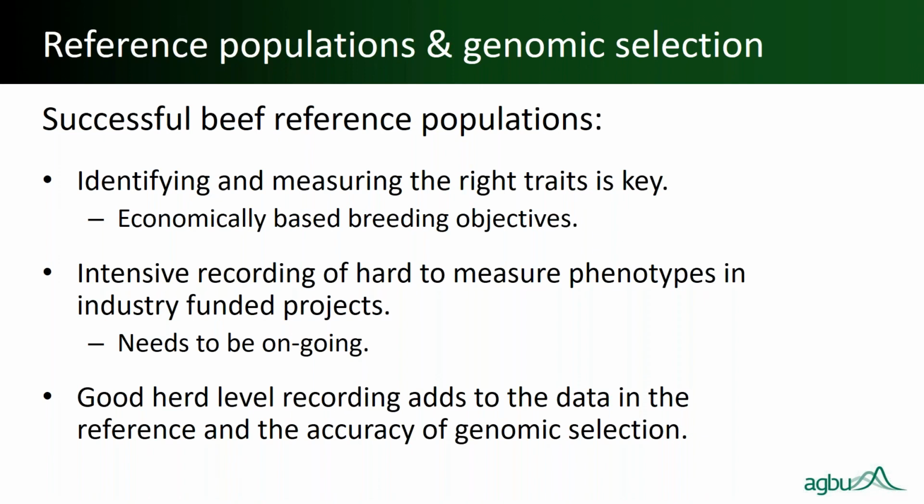Reference populations involve intensively recording hard to measure traits, and the need for that to be ongoing is really key for people to understand. Those numbers that we need to achieve accuracy are numbers of current animals in the population. So we can't just measure 3,000, 5,000 animals and then stop doing it. It has to be updated in an ongoing way to maintain currency with the population. And certainly good herd level recording and genotyping makes a really genuine contribution to that accuracy.